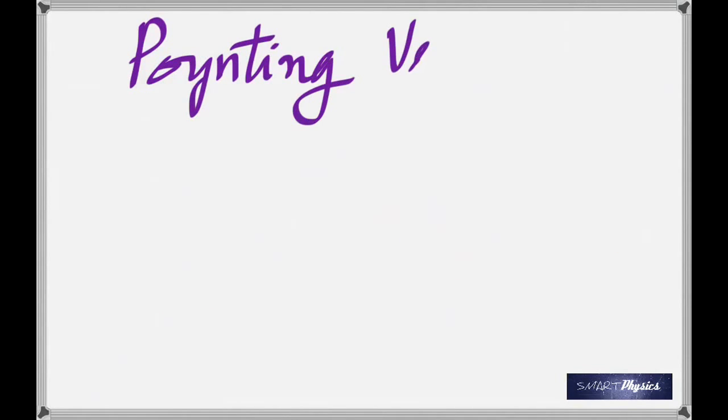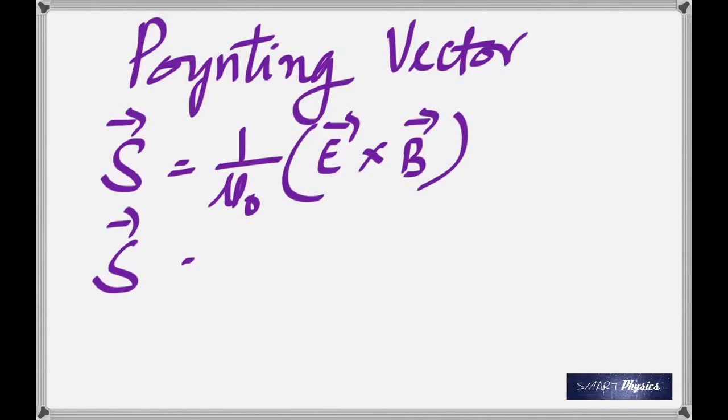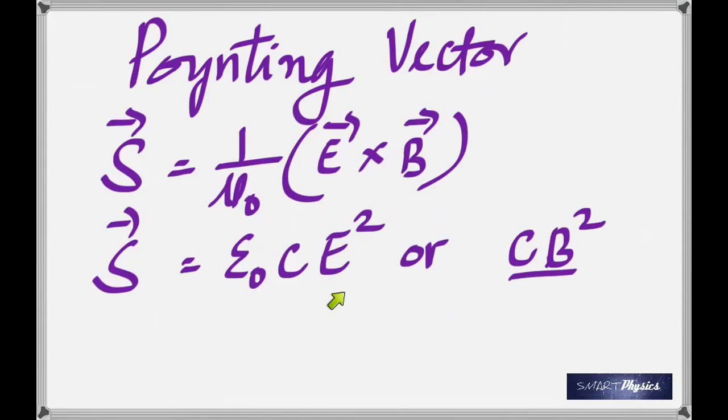And then the most important quantity in electromagnetic waves is the Poynting vector, which is the energy traveling out per second per unit area, represented by vector S and given by 1 by mu naught E cross B. It may also be written as epsilon naught C E squared, that's in terms of the electric field, but if you want it in terms of the magnetic field, it could be C B squared over mu naught. Poynting vector.